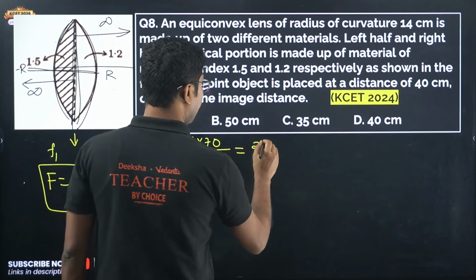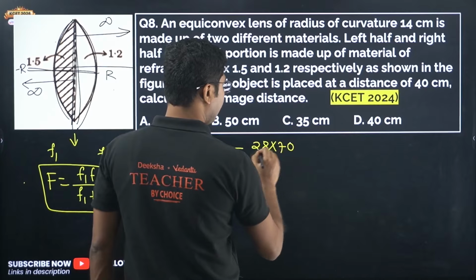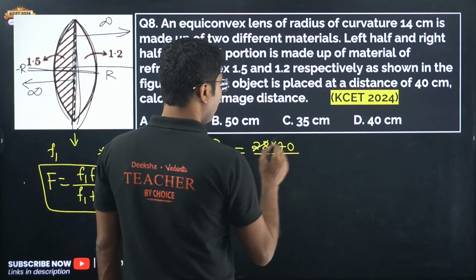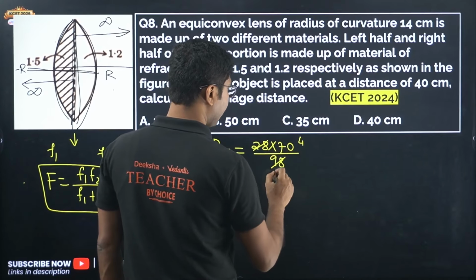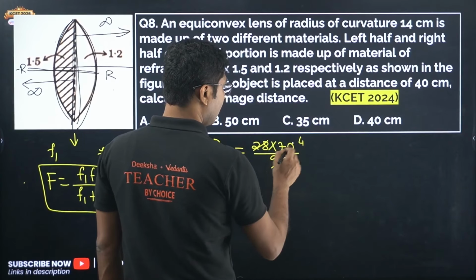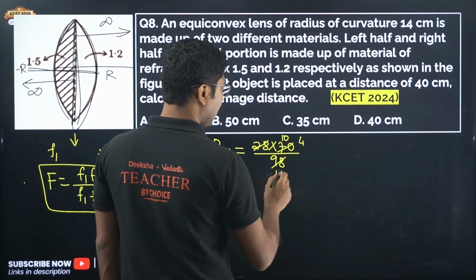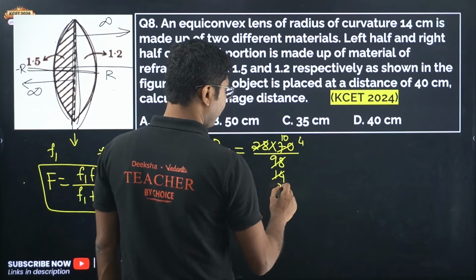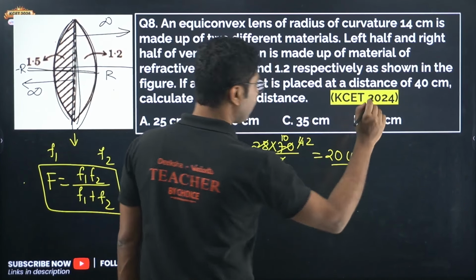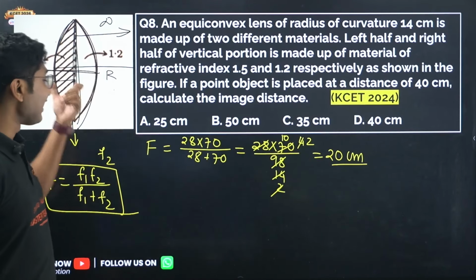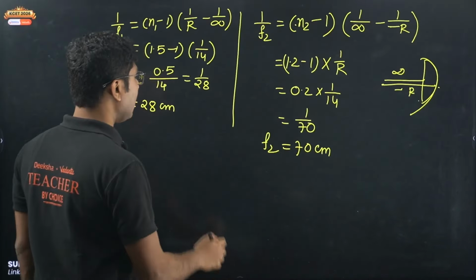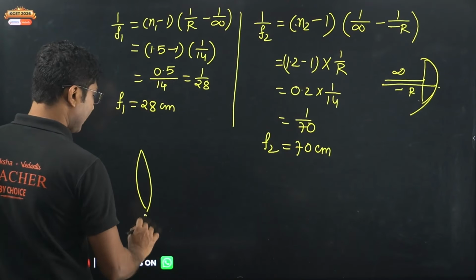That is 28 into 70 divided by 98. Let's calculate: 4 sevens are 28, 7 ones are 7, 4 sevens are 28. So 7 tens are 70, and 7 twos are 14, 2 twos are 4. So we get 20 centimeter. The combined focal length of this lens system is 20 centimeter, so you can replace this system using only one lens of focal length 20 centimeter.